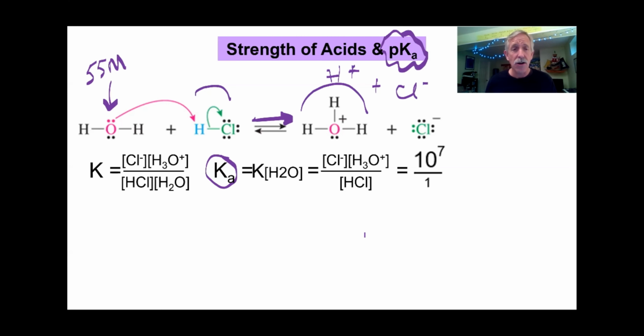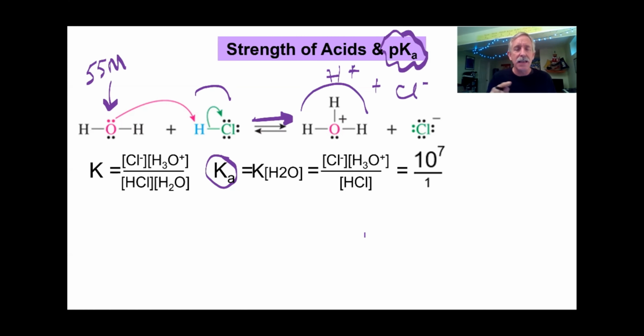That's pretty large. That means this wants to make product a lot. And therefore, if we were just to use Ka's all the time, we'd be using these exponents, 10 to the 7th, 10 to the 8th, 10 to the 5th, 10 to the minus 3rd, 10 to the minus 4. All those exponents are confusing.